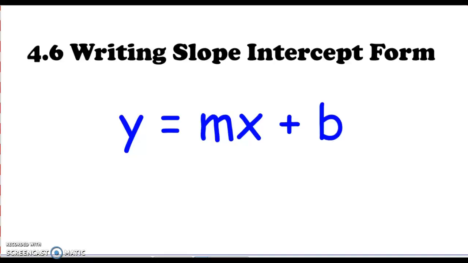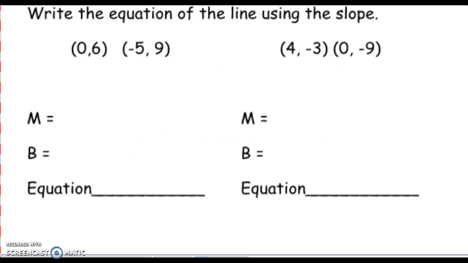We're moving into section 4.6, which is writing slope-intercept form. As a reminder, slope-intercept form is y equals mx plus b. So now we have 2 points. We have to find the equation of the line. And the first thing we need to do is find the slope.